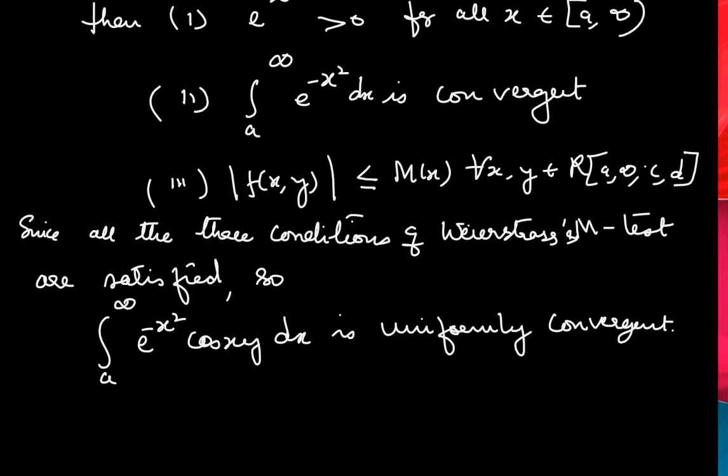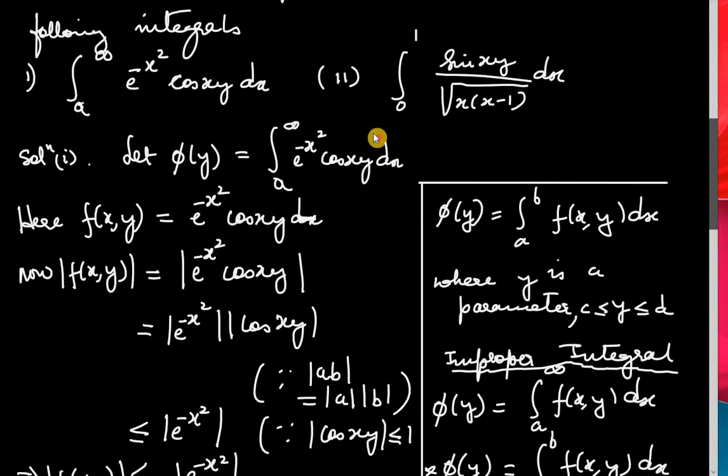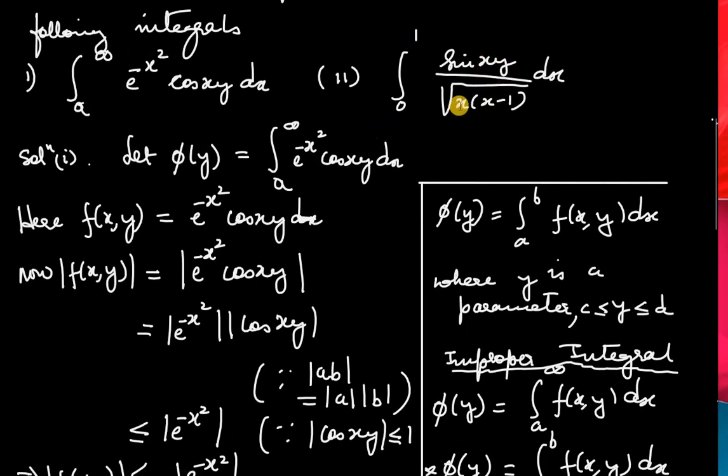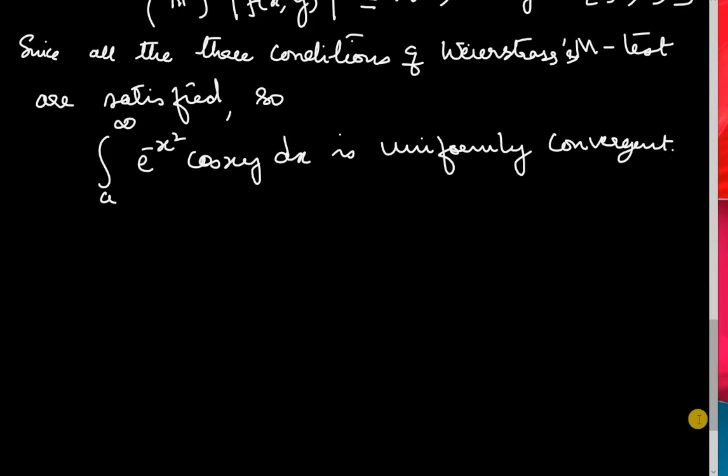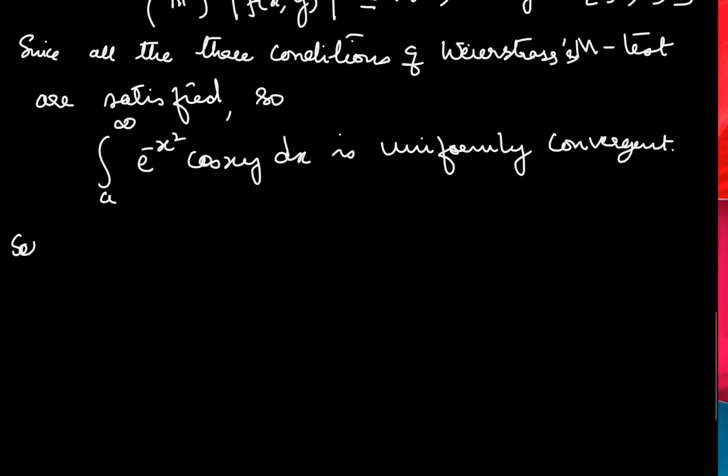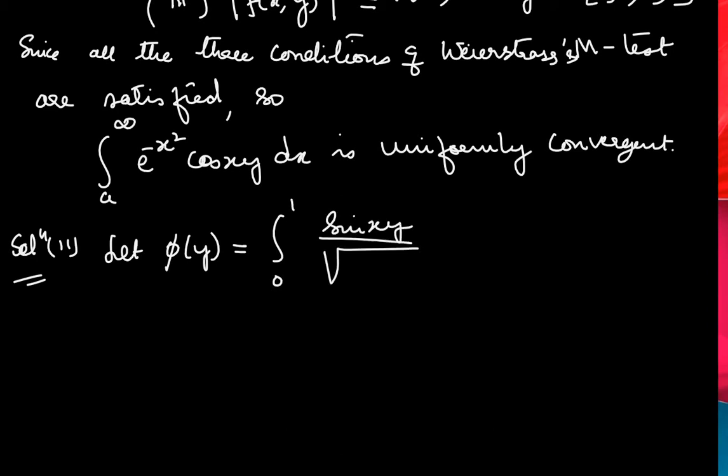Now next, let us come to the second problem. We have to establish or test the uniform convergence of this integral from 0 to 1 of sin(xy) divided by the square root of x times (1 minus x). So, solution of number 2. Here again, the first thing you need to do is denote the given integral as phi of y, the integral from 0 to 1 of sin(xy) divided by the square root of x times (1 minus x).